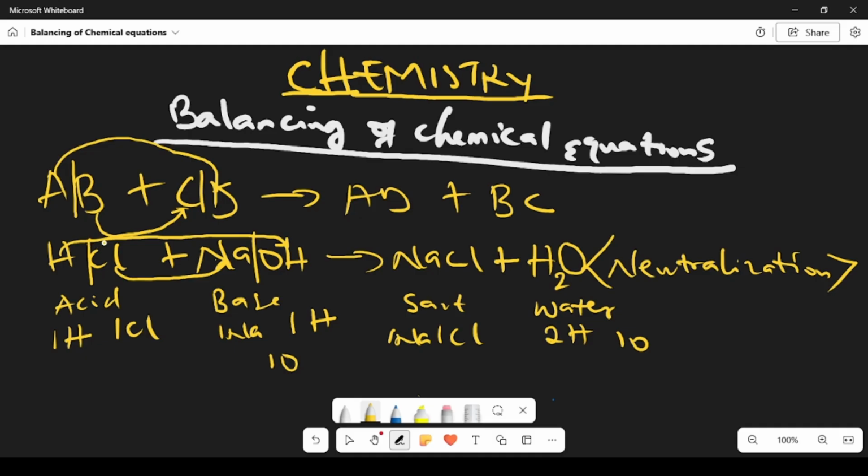Is that okay? Now the first cation in the first compound will combine with the second element, which could be a non-metal or a radical. Now the second element from the first compound will combine with the first element from the second compound. And whatever you have will become your product. And after balancing, you will beat your chest that you are a good chemistry student.